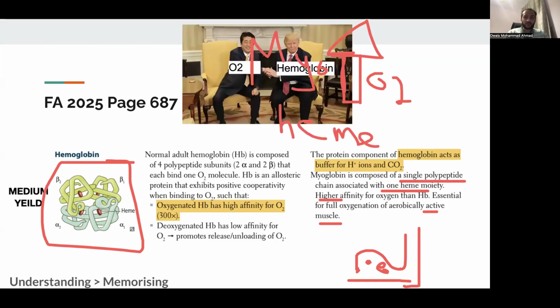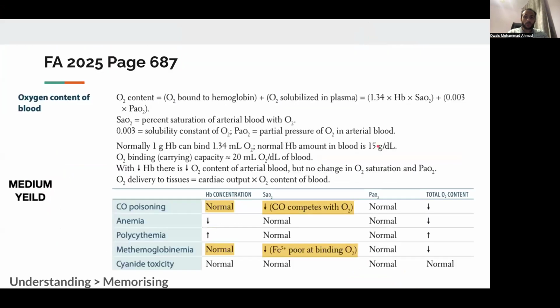Now let's come to the next page over here. And we're going to be speaking about O2 content of the blood. For O2 content of the blood, we're going to have to refer to this formula. O2 content depends on two key things: O2 bound to hemoglobin and O2 solubilized in the plasma.